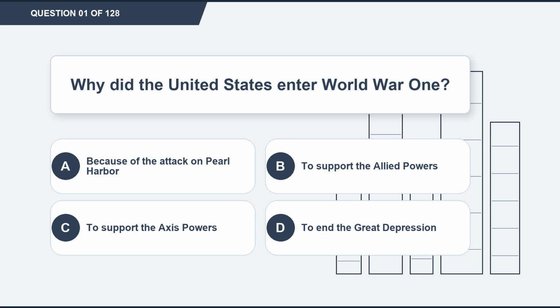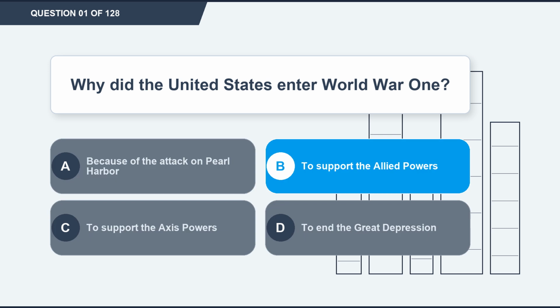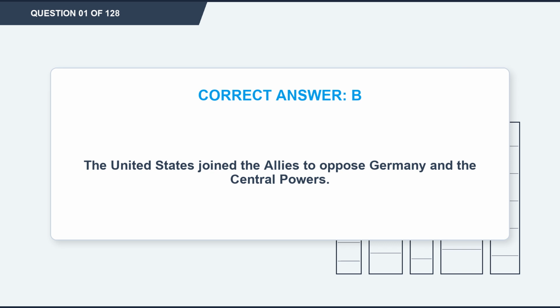Option A. Because of the attack on Pearl Harbor. Option B. To support the Allied powers. Option C. To support the Axis powers. Option D. To end the Great Depression. The correct answer is option B. To support the Allied powers. Explanation. The United States joined the Allies to oppose Germany and the Central Powers.